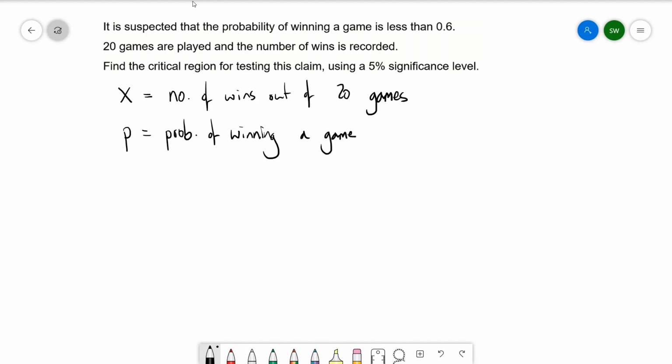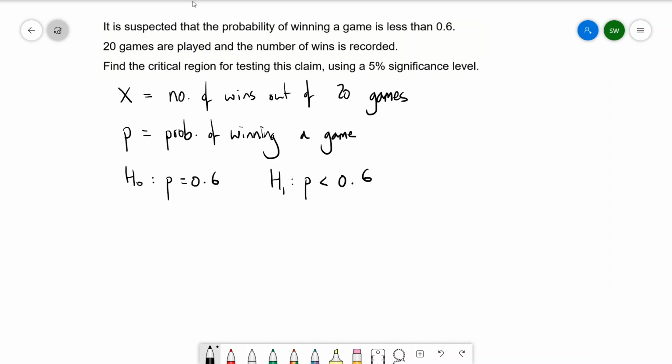Now, we're asked to test whether someone thinks that the probability of winning a game is less than 0.6. So we know that our alternative hypothesis is that the probability is less than 0.6. And our null hypothesis is going to be that the probability of winning the game is 0.6.